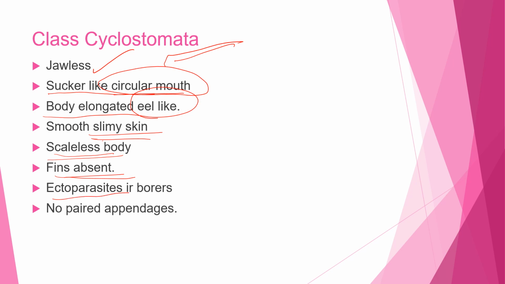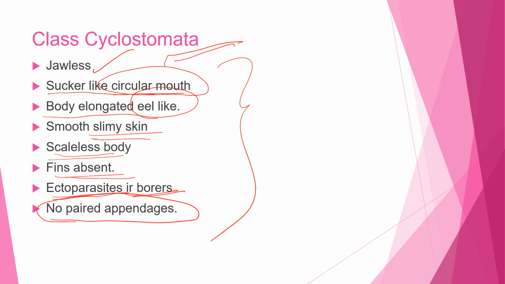They are ectoparasites or borers. What is the meaning of ectoparasite? They sit on other bodies and suck blood. They need not enter the body; they can just sit on the skin or another body surface and draw their nutrition from it. That is why they are called ectoparasites or borers. They don't have paired appendages. These are the main characters of class Cyclostomata.